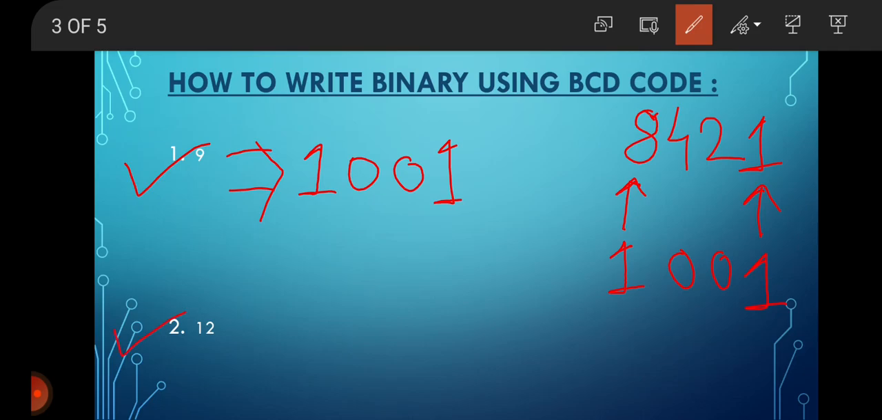Then this 12, put this 8 as 1 and if we add this 4 to this 8, therefore we can get the 12. Therefore this 4 as 1 and the remaining are 0. Therefore this decimal 12 corresponds to binary 1100.